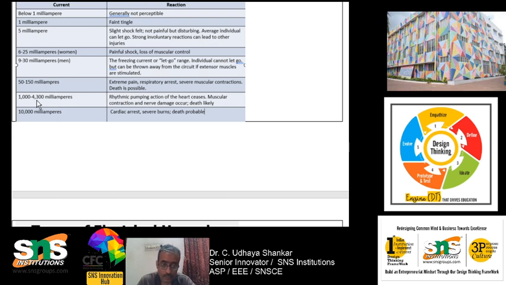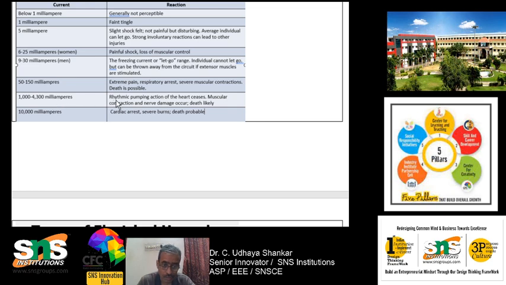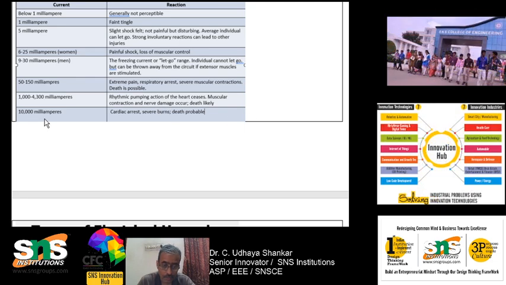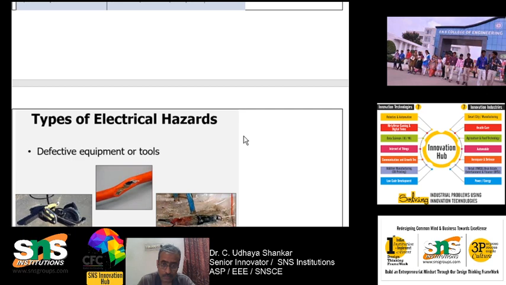If it is 1000 milliamps or 1 amp, the pumping action of the heart will cease, and muscular contraction and nerve damage will be there. And if it is around 10 amps, that is 10,000 milliamps, cardiac arrest will be there, severe burns also, and death is 100% certain.